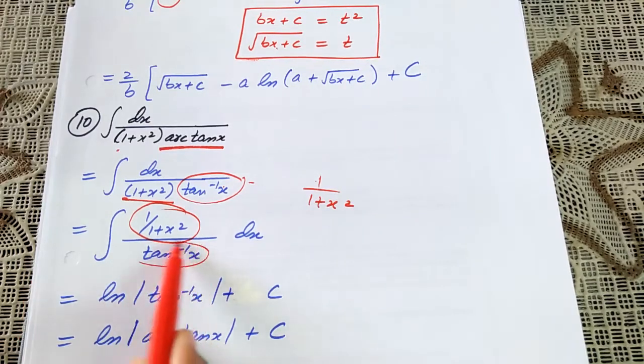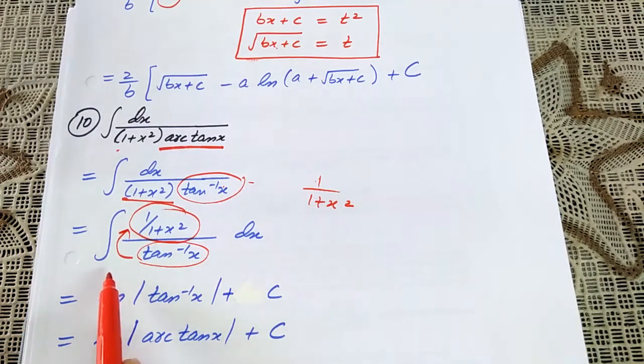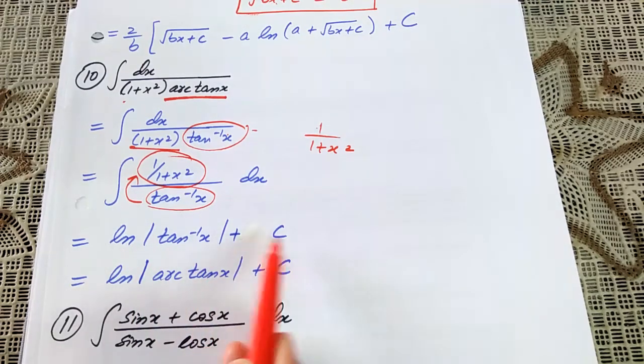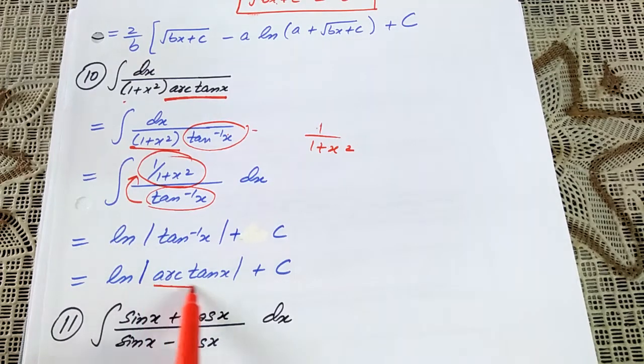So now this tangent inverse of x has its derivative in the numerator. So we can write it like ln of tangent inverse of x plus c. Or you can also write it like arc tangent of x.